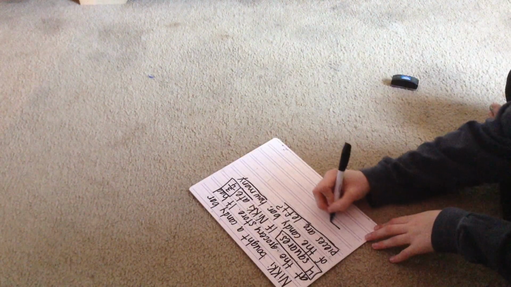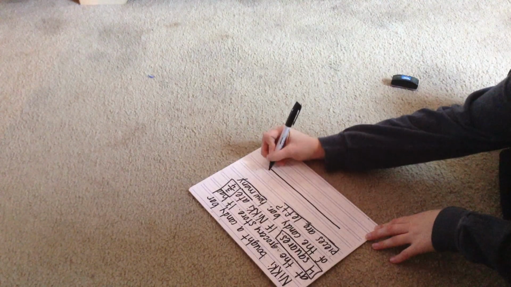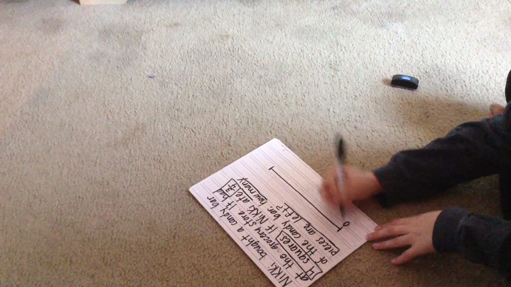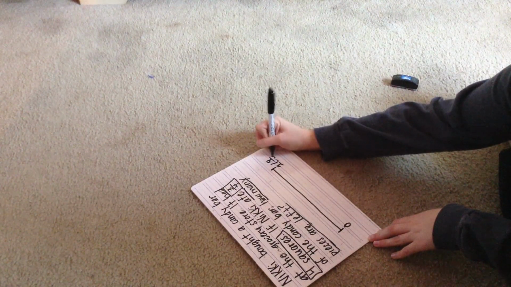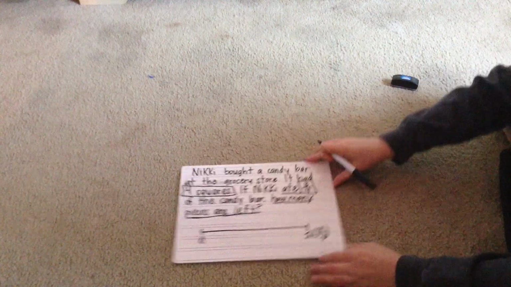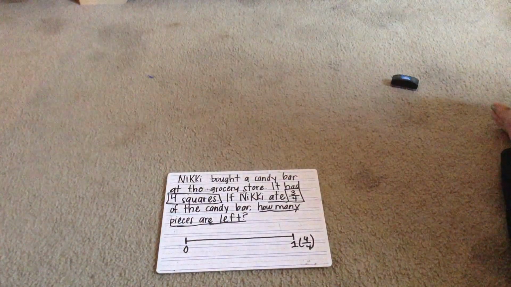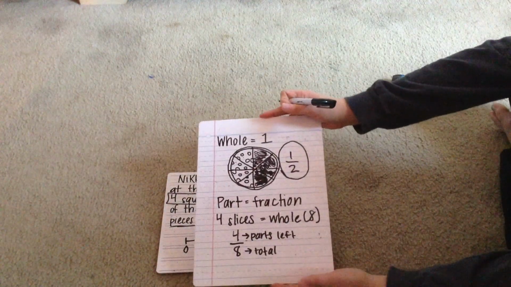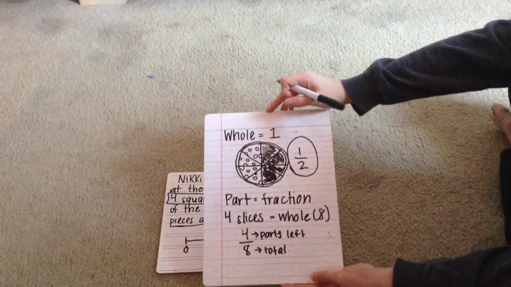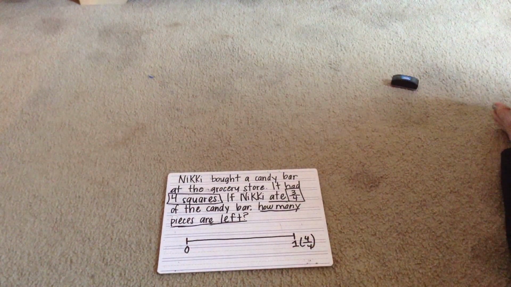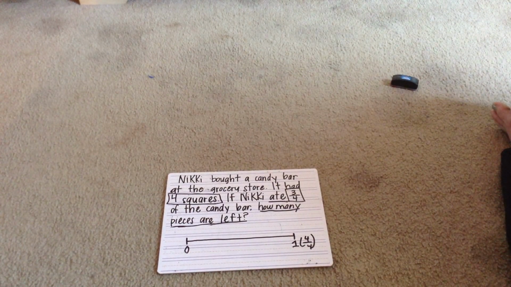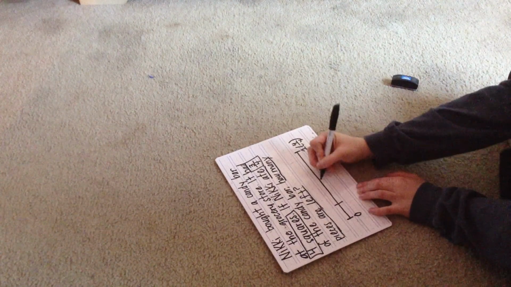On your paper, go ahead and draw a line. On one end, you should write a 0, and on the other end, you can write a 1 or a 4/4. Because, as we remember before, the whole equals 1. So we can either write 4/4 or 1. On your number line, just like we did with the model before, go ahead and make 3 lines and label them.